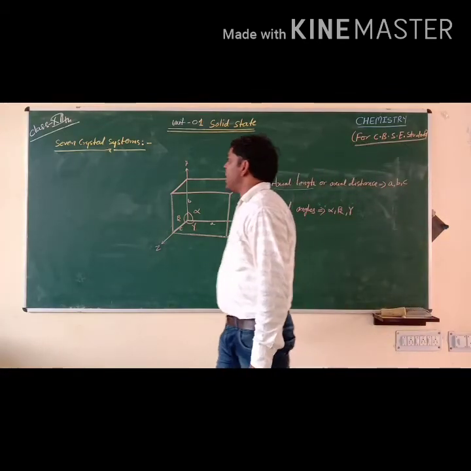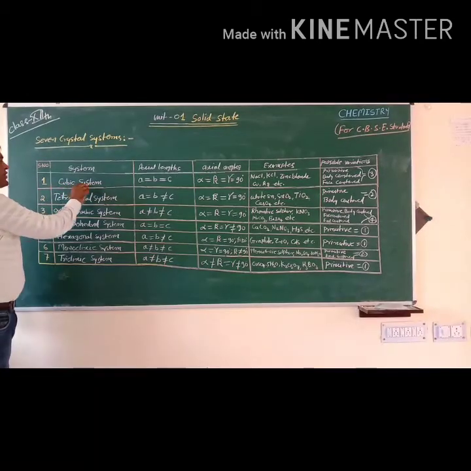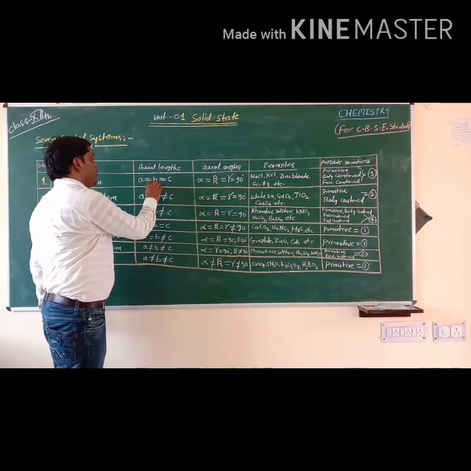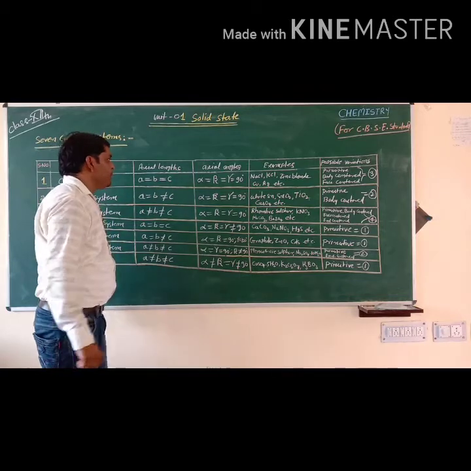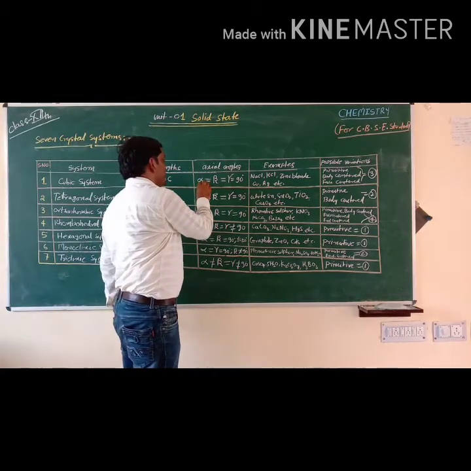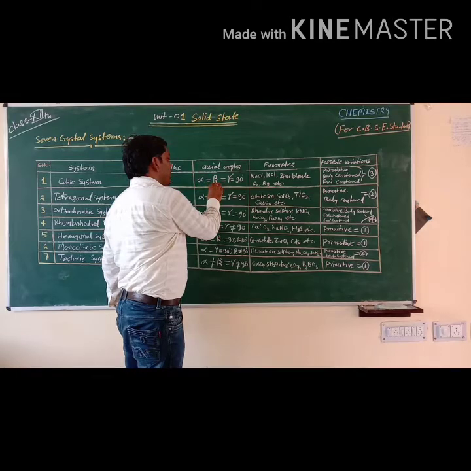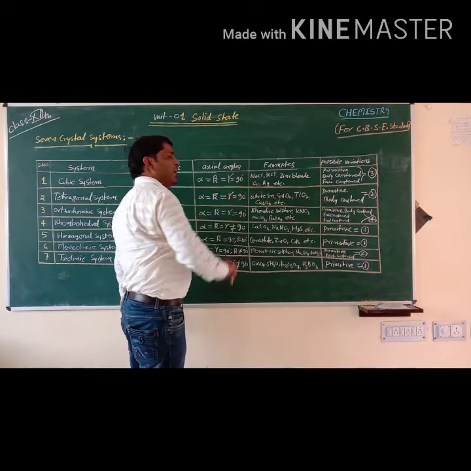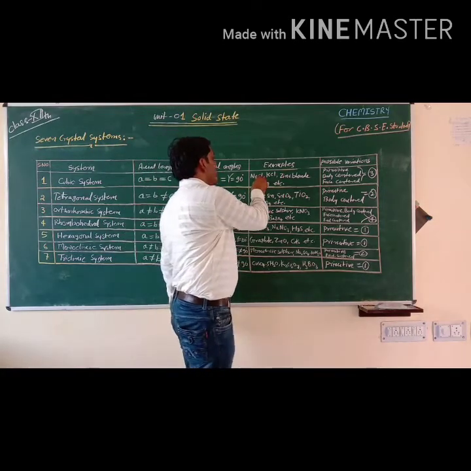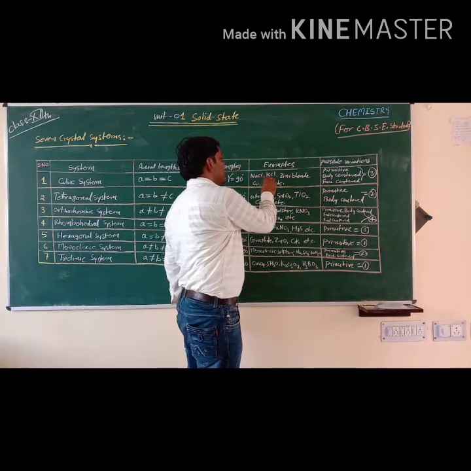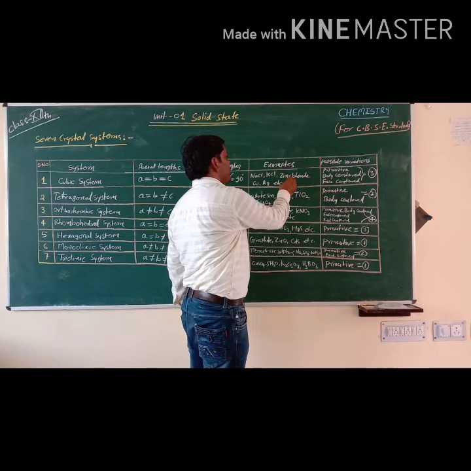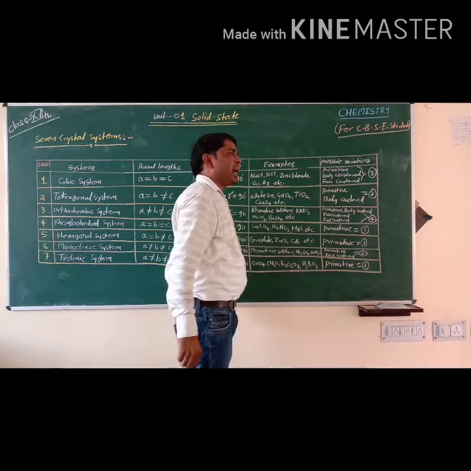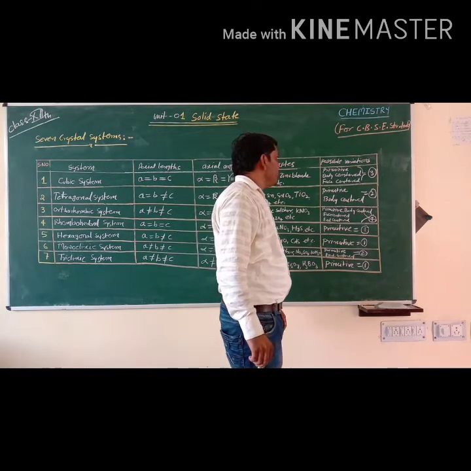The seven crystal systems are as follows. First is the cubic system. Axial lengths for the cubic system: A equal to B, B equal to C. Axial angles for the cubic system: alpha equal to beta, beta equal to gamma, and all three equal to 90 degrees. Examples of the cubic system: NaCl, sodium chloride, potassium chloride, zinc blende, copper, silver, etc.